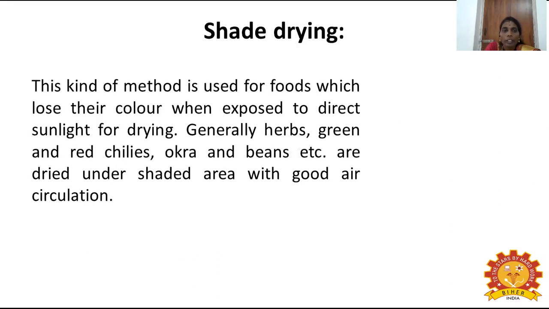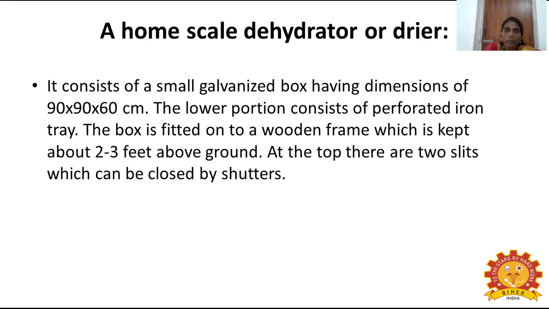Shade drying. This method is used for foods which lose their color when exposed to direct sunlight for drying. Generally, herbs, green and red chilies, okra, and beans, etc. are dried under a shaded area with good air circulation.